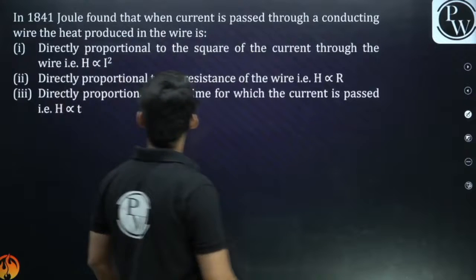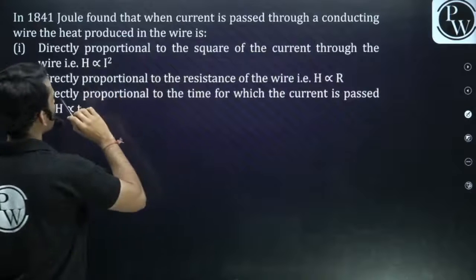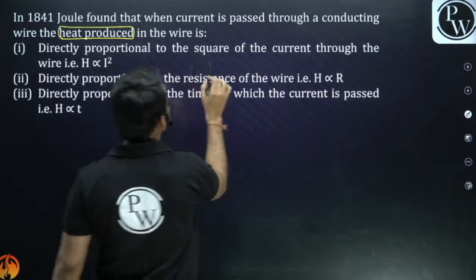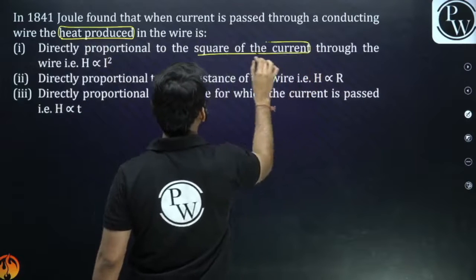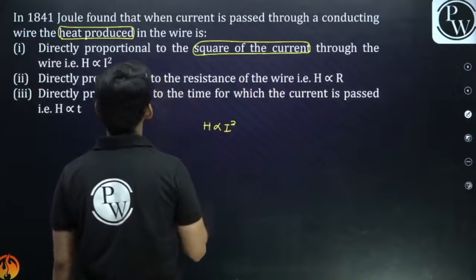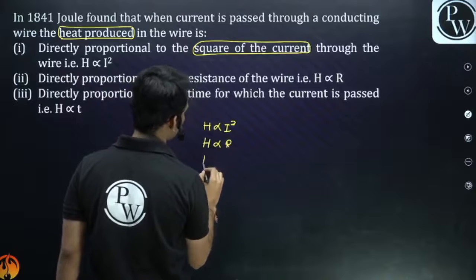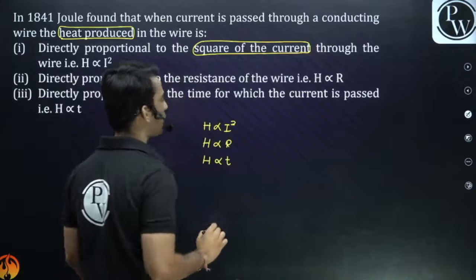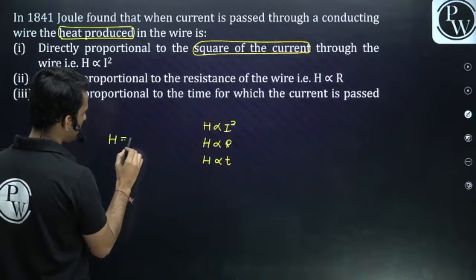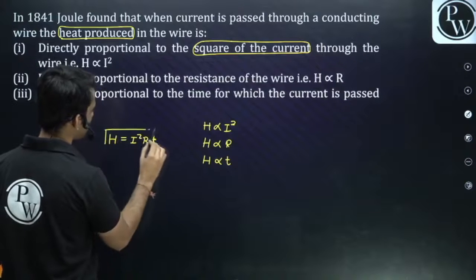So guys, in 1841, Joule, a physicist, told us that the amount of heat produced in a wire is directly proportional to the square of the current, and directly proportional to the resistance, and also directly proportional to the time for which it flows, right guys? So if I combine these, H is equal to I square R into T. H is equal to I square RT.